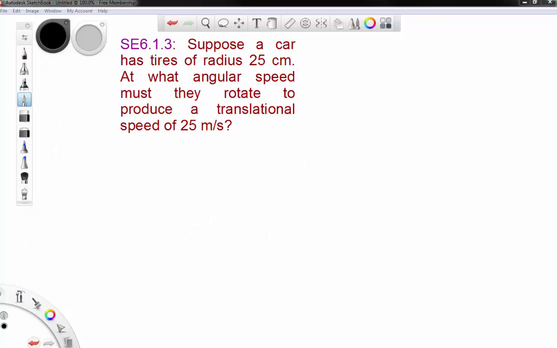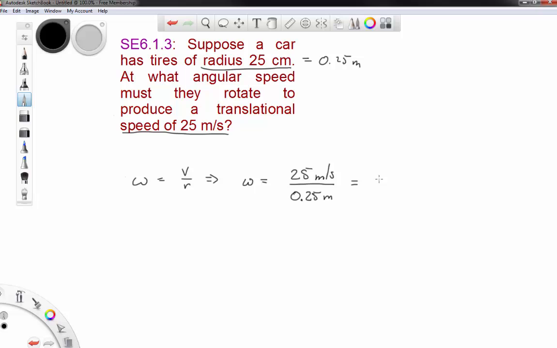All right, well, the way that we solve this is that so far we have omega equals v over r, and that means that omega equals v, which was 25 meters per second, over r, which was 25 centimeters, and 25 centimeters means the same thing as 0.25 meters. So we're going to divide this by 0.25 meters, and so that should be 100 radians per second.